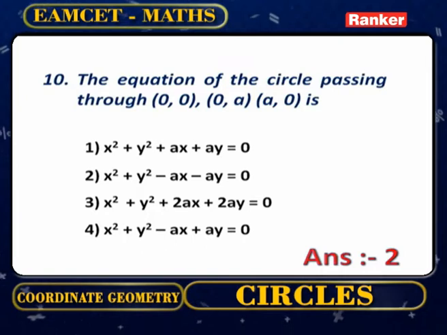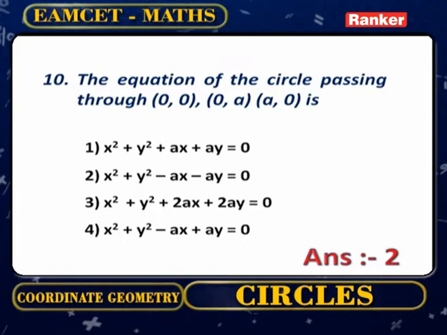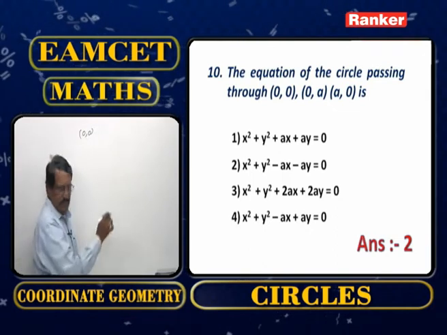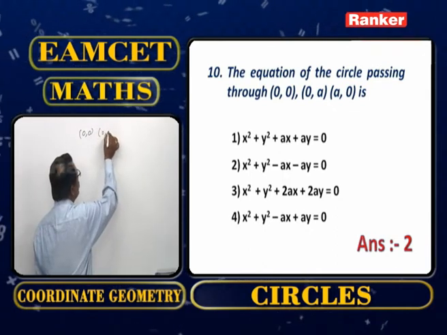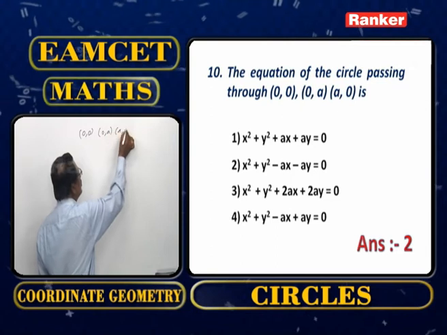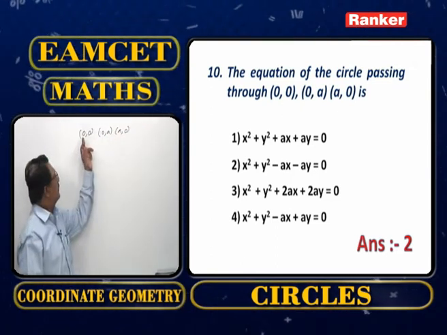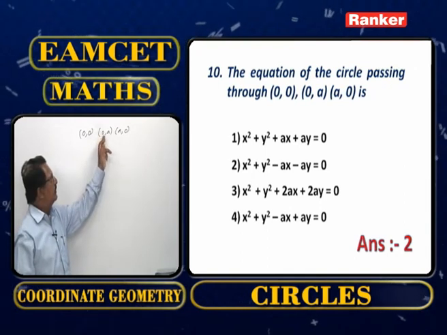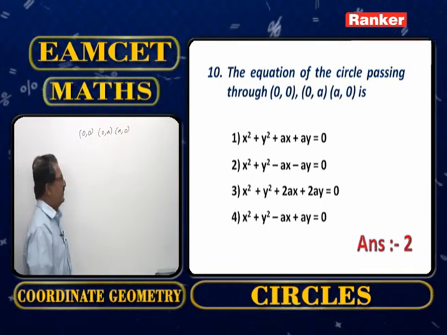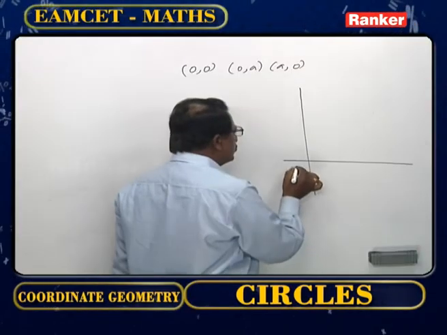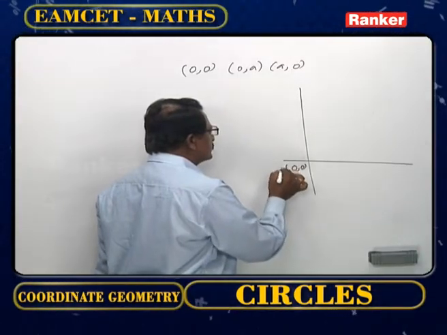The equation of the circle passing through the points (0, 0), (a, 0), (0, b). Now (0, 0) is nothing but the point of intersection of the coordinate axes, or the origin.